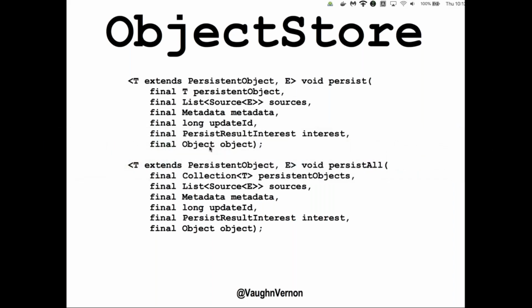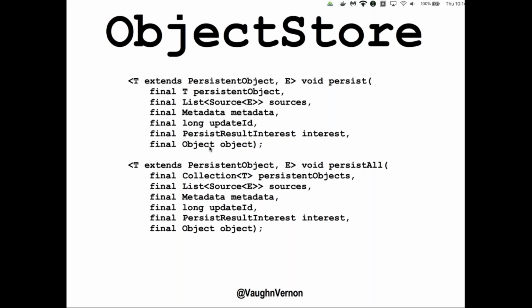And then we also support persist all, which means that you can persist any number of persistent objects simultaneously with any sources that may be included with that persistence. And this works the same way as the single persist, except atomically you can persist multiple objects at the same time.